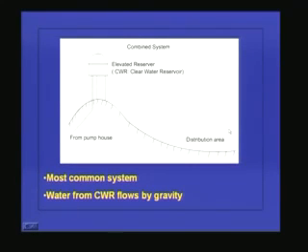Next, we have a combined system. In a combined system, there is a pump house which pumps water from the treatment plant to an elevated reservoir or a clear water reservoir which is at a slightly higher elevation. So, there is pumping from the treatment plant to the elevated reservoir, and from the elevated reservoir the water flows to the distribution area by gravity. This is the most common kind of system which we have in urban areas.